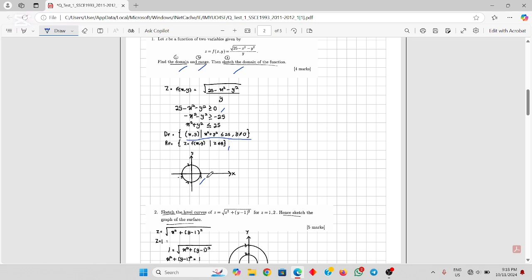So the graph will be a circle. The origin is (0,0), and the radius is 5, like this.